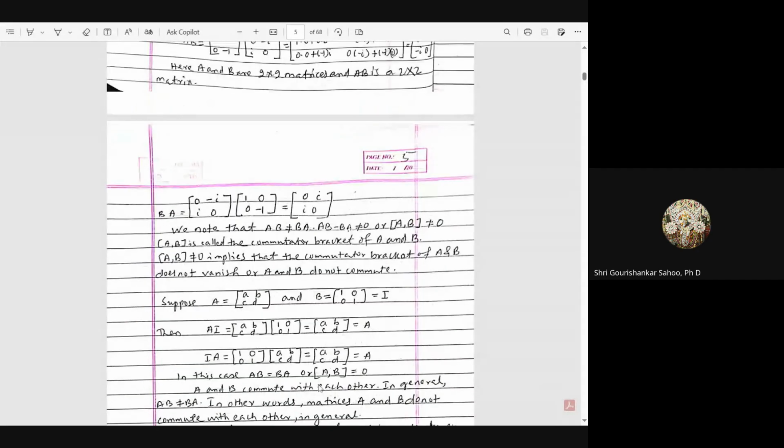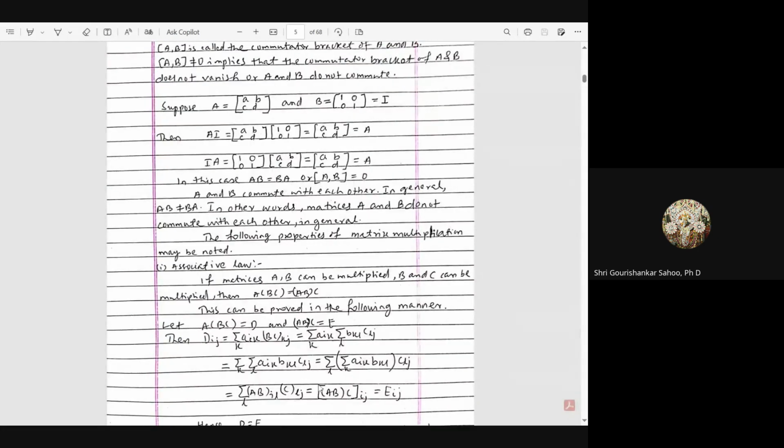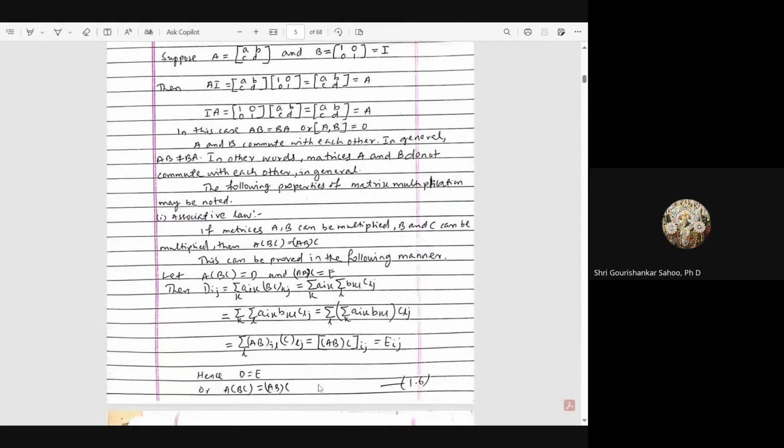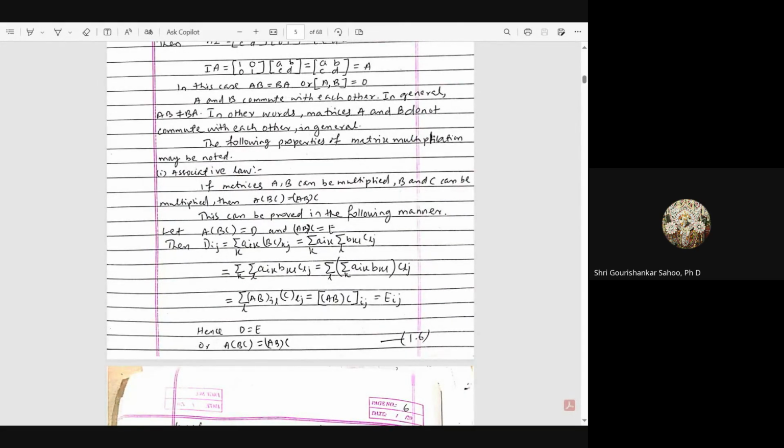Similarly, BA will be 0, i, i, 0. So it is not commutative. The inner product does not obey the commutative law. Similarly, for associativity, the inner product ABC is equal to AB multiplied by C.